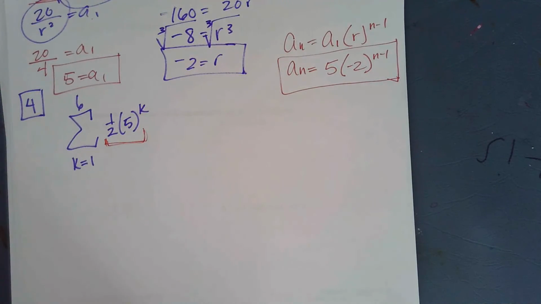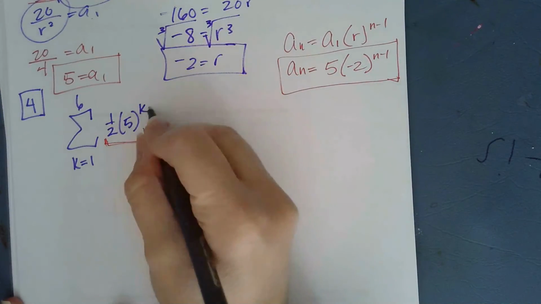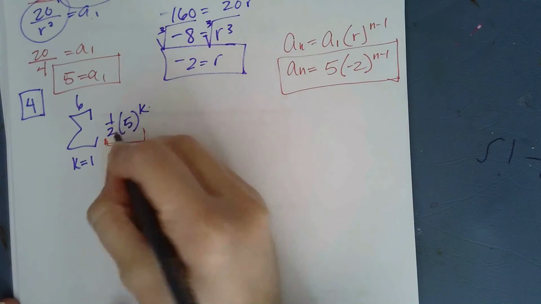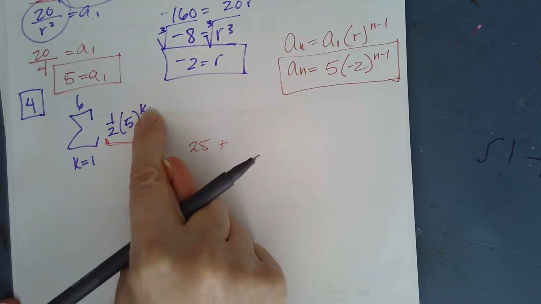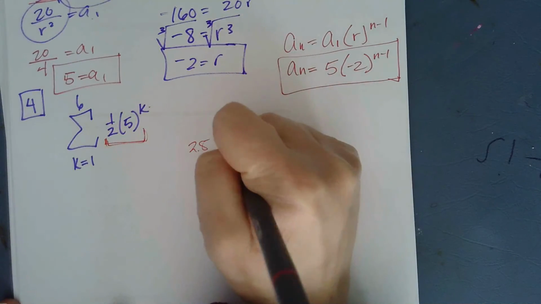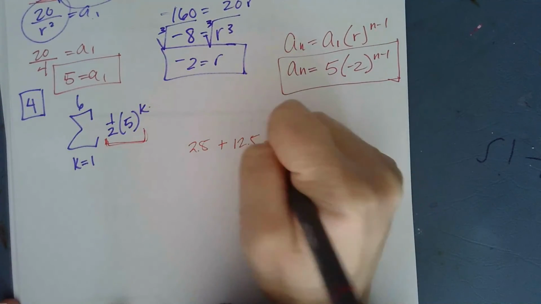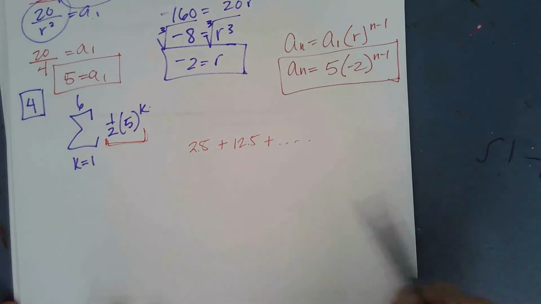So again, you could do this two ways. You could literally expand out this series. So I could plug in 1 and go 5 to the first power is 5. 5 times a half is 2.5. And I can plug in 2. 5 to the second power is 25. 25 times a half is what? 12.5. And then so forth and so on, right? Up until I plug in 6. And then I could add them all together and get my sum.